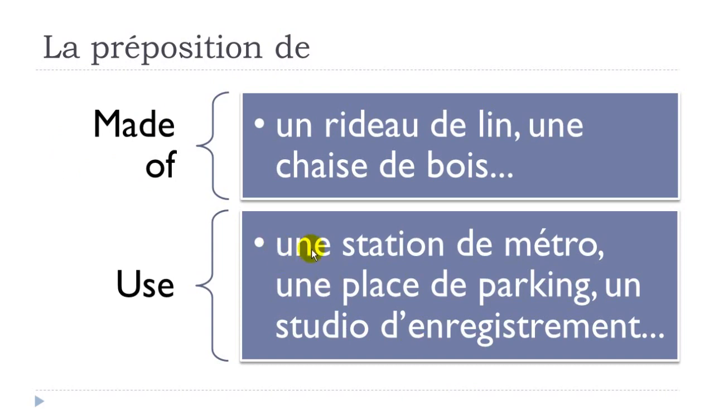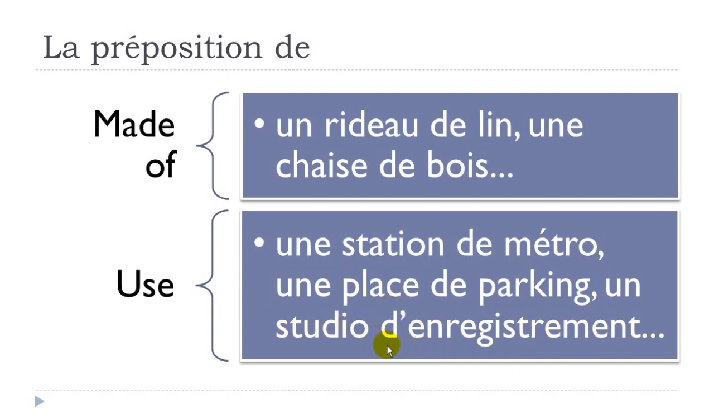And then the use. For instance here, une station de métro. Other possibility, une place de parking. Sorry about that, but French people tend to use this word parking as well. I know it's coming from English, but still you should pronounce it the French way. Parking. Une place de parking. And the last one, un studio d'enregistrement. Enregistrement is recording.